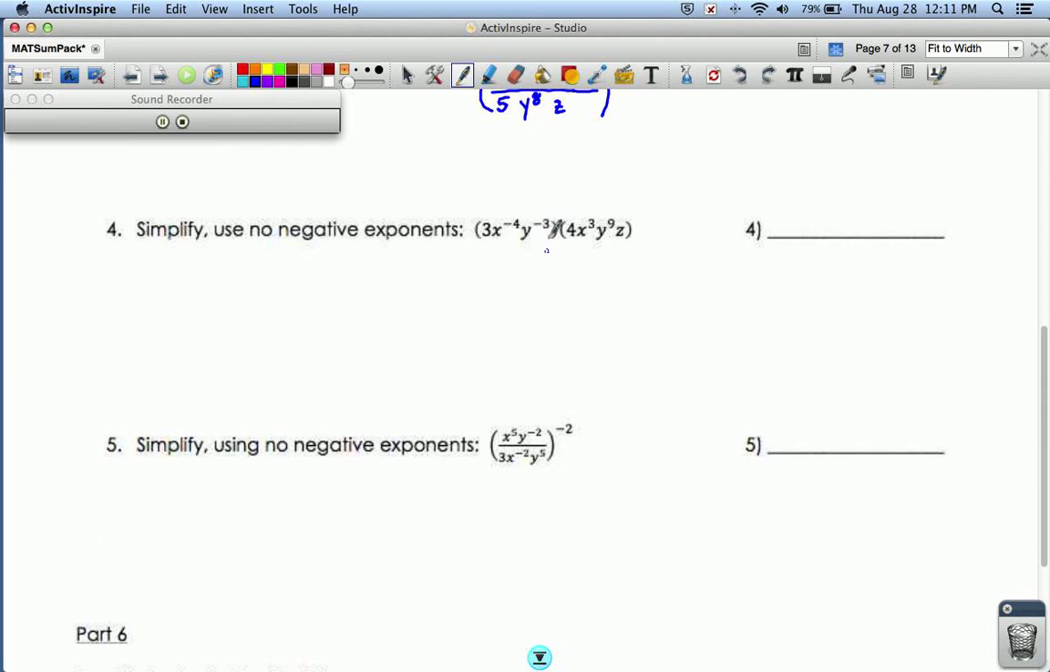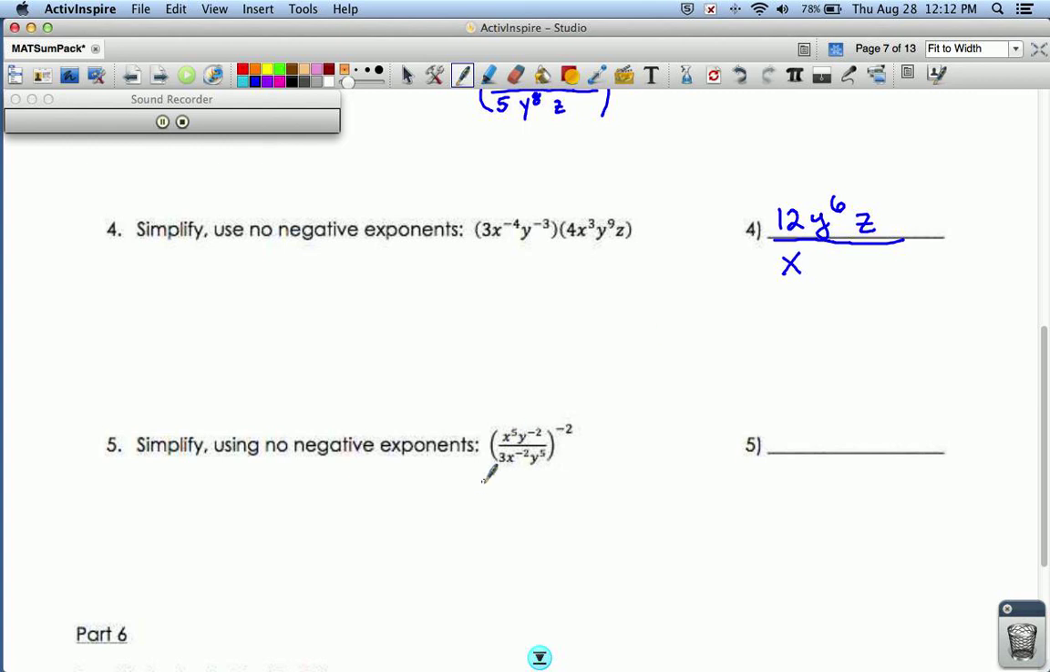Number 4, same deal. We're multiplying here. So we have 3 times 4 is 12. X to the -1. So I'm actually going to write x to the -1 as 1 over x. We end up with y to the 6th. Add the exponents, remember, and z, all by itself and lonesome.